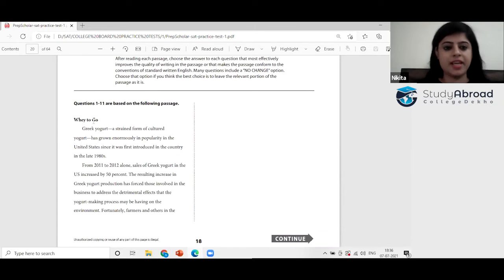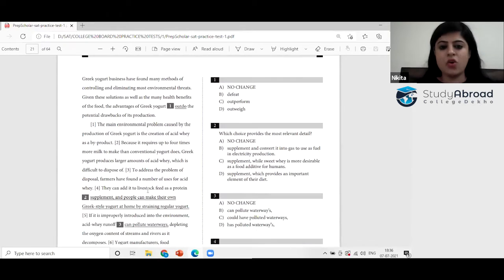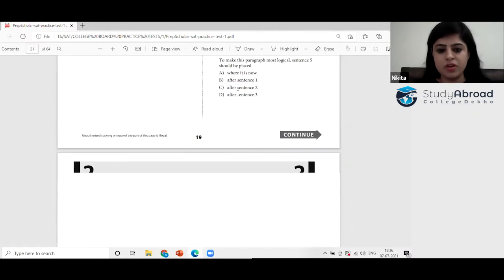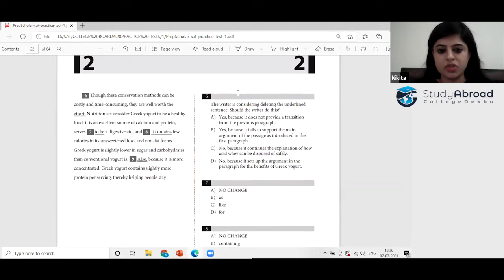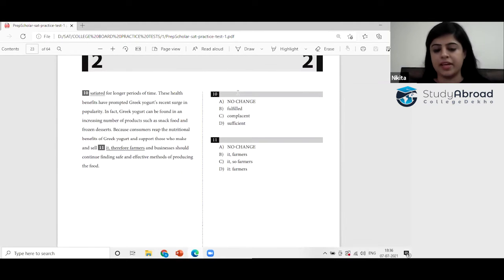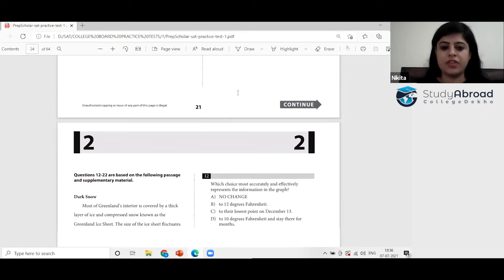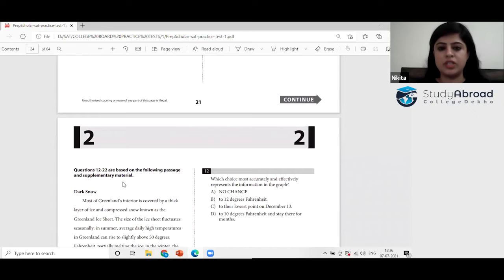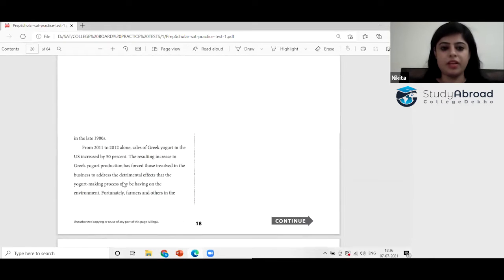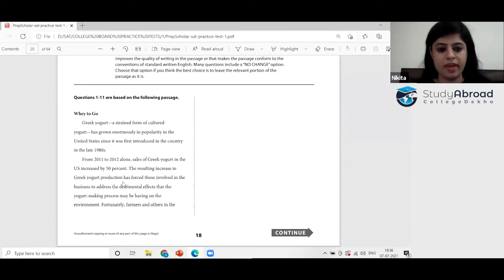On the left hand side, you are going to see the passage, and on the right hand side, the questions associated with the passage. I'm going to scroll down till the passage is completed so you can get a fair look at how it's going to seem. Till here. After that, the next passage will start. Okay. Coming back, we'll start reading from here.